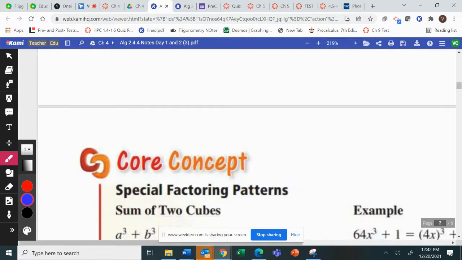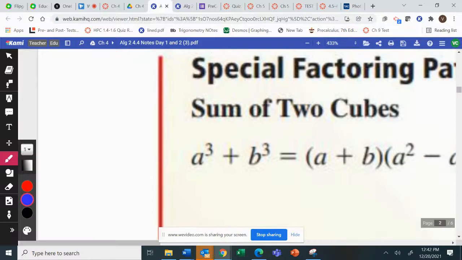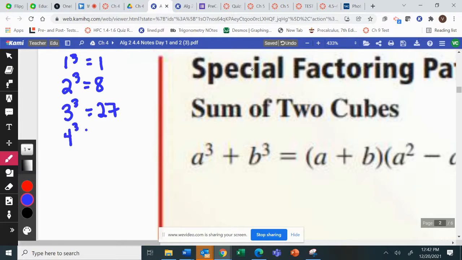I'm going to go to the notes on the second page of this. Making a list of perfect cubes, 1 to the third is 1. What's 2 to the third? 2 times 2 times 2. 8. 3 times 3 times 3. 27. 4 times 4 times 4. 64. 5 times 5 times 5.